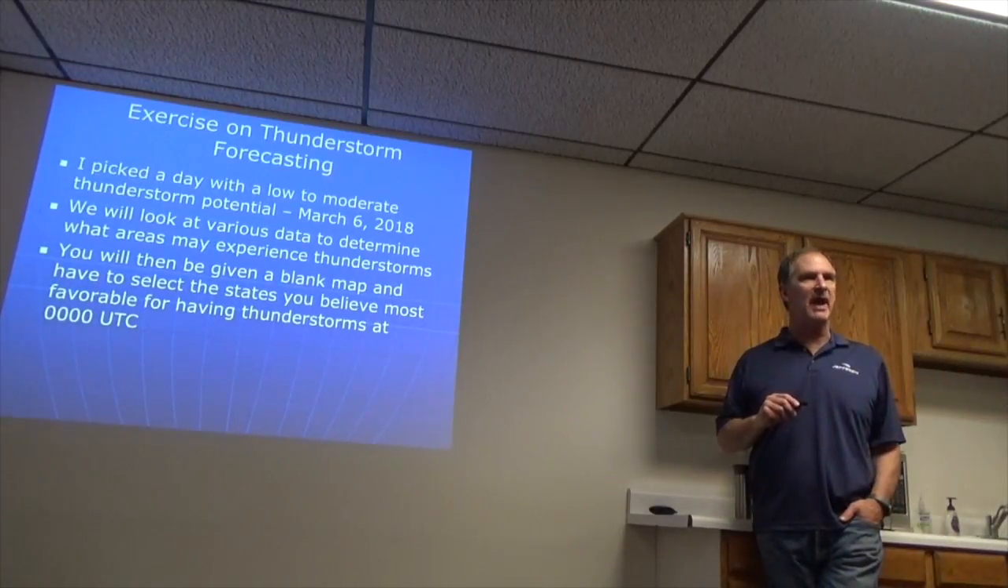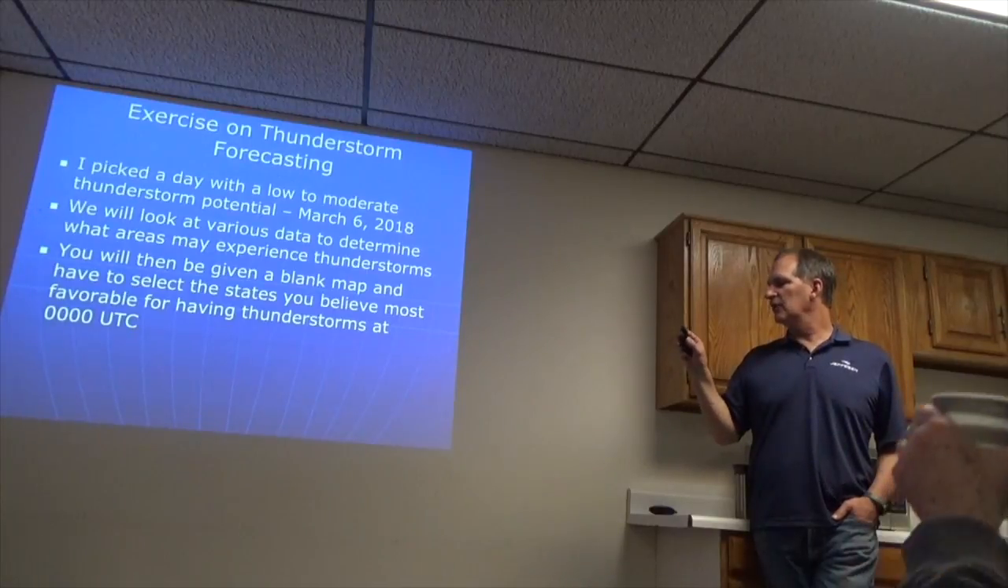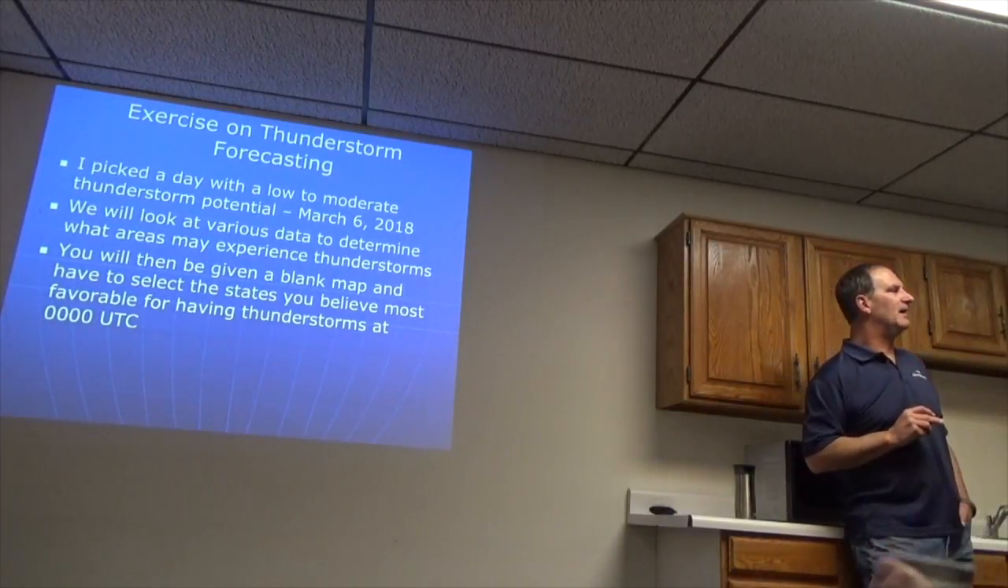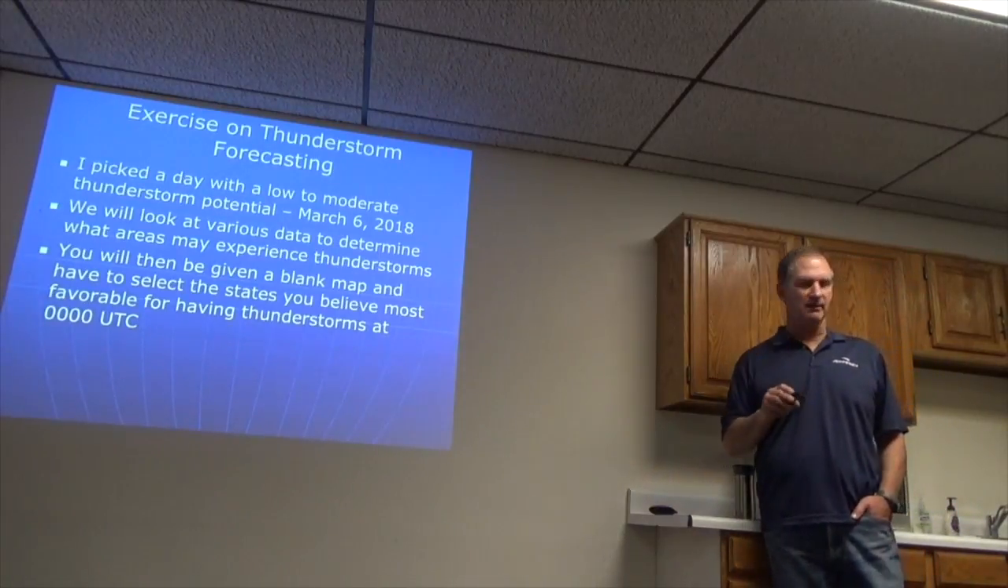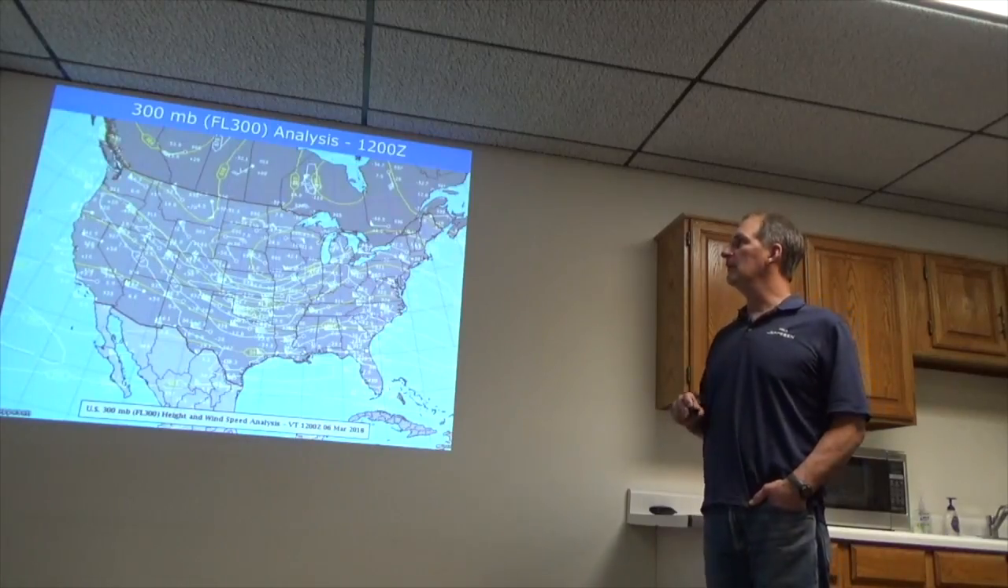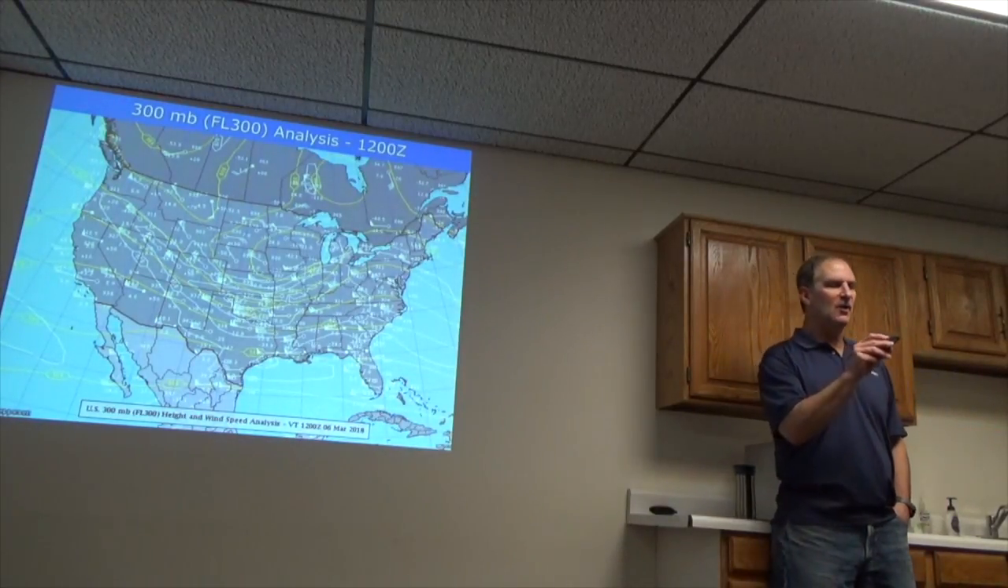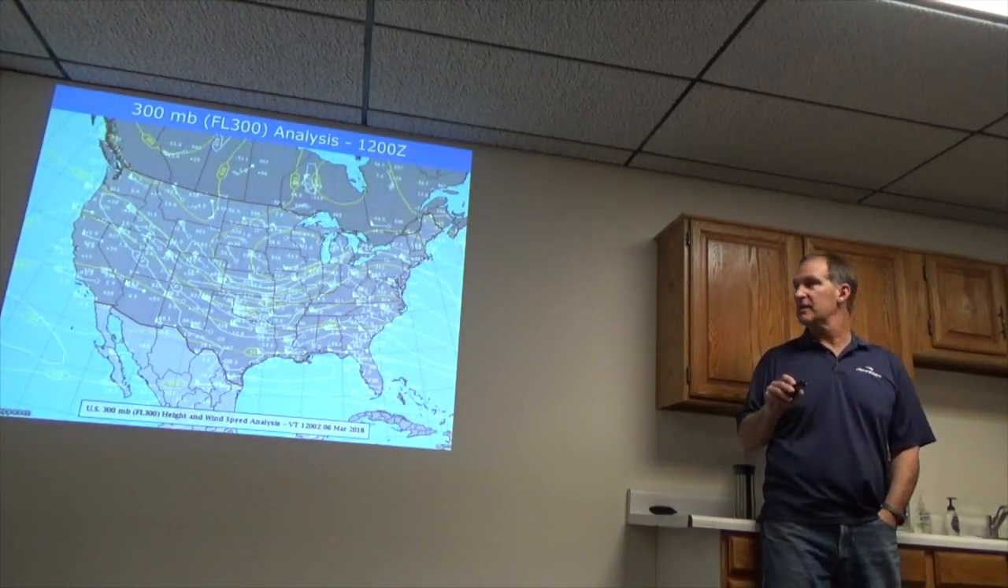So you have a blank map in your hand, and eventually you're going to select which states you believe will have thunderstorms in them at 0Z on this day. So we're going to look at data in the morning, we're going to look at some forecast stuff, and then you're going to get to pick where you think thunderstorms are going to exist.